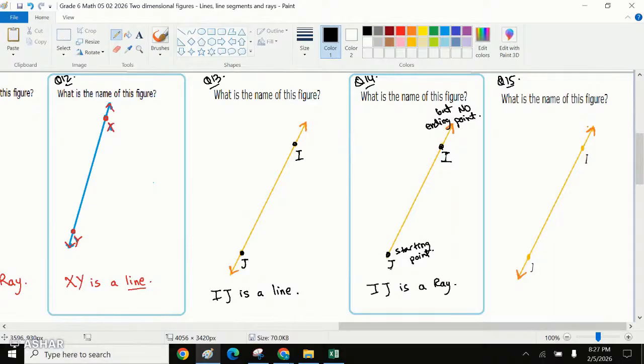Johan, welcome. Johan, what we are doing is differentiating between a line, ray, and line segment. The line has arrows on both sides. It can be extended indefinitely. A ray has a starting point, but on the other side, it does not have an ending point. What about question number 15? Johan, what do you say about question number 15? What is the name of this shape, this line?